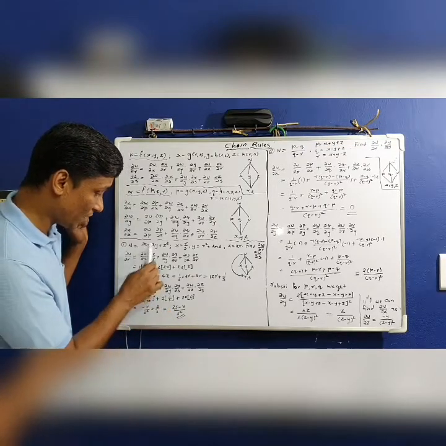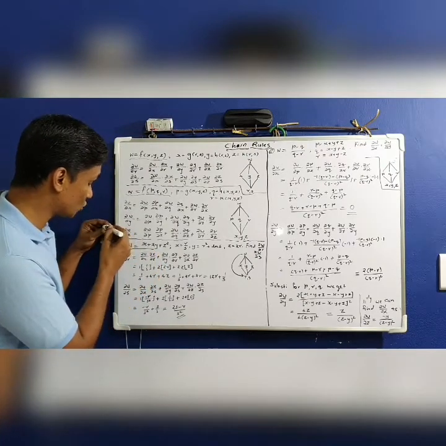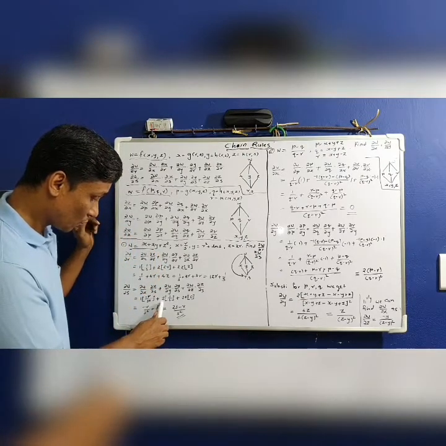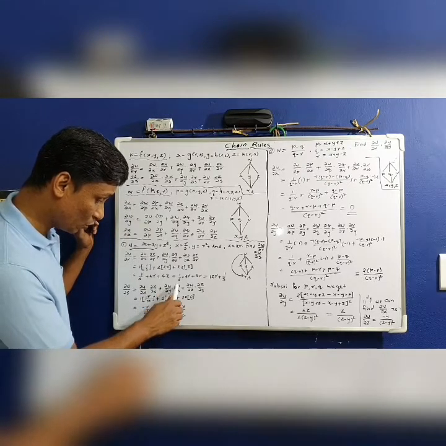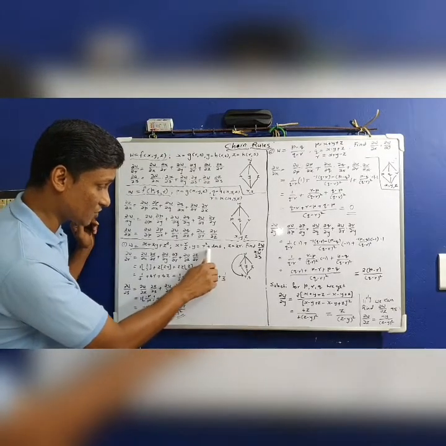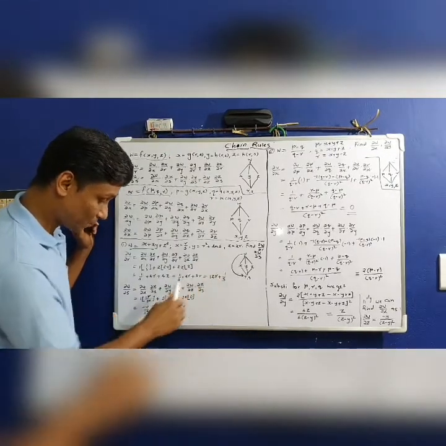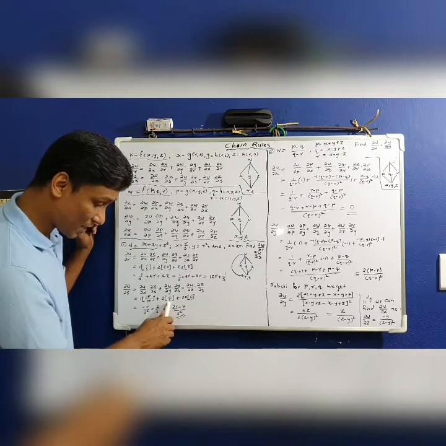∂w/∂y, this is my w. ∂w/∂y is 2, into ∂y/∂s. ∂y/∂s means the differential of this with respect to s, that is 1/s. So ∂w/∂y is 2 and ∂y/∂s is 1/s.